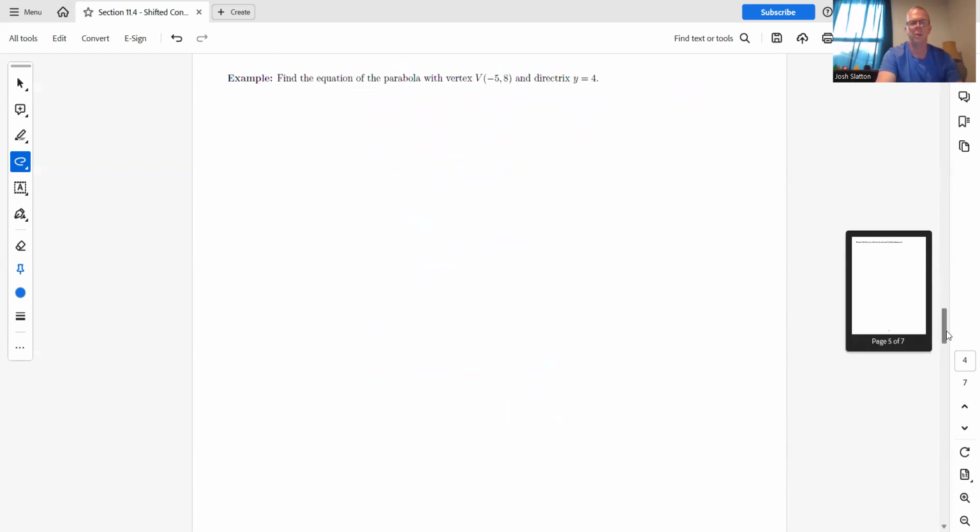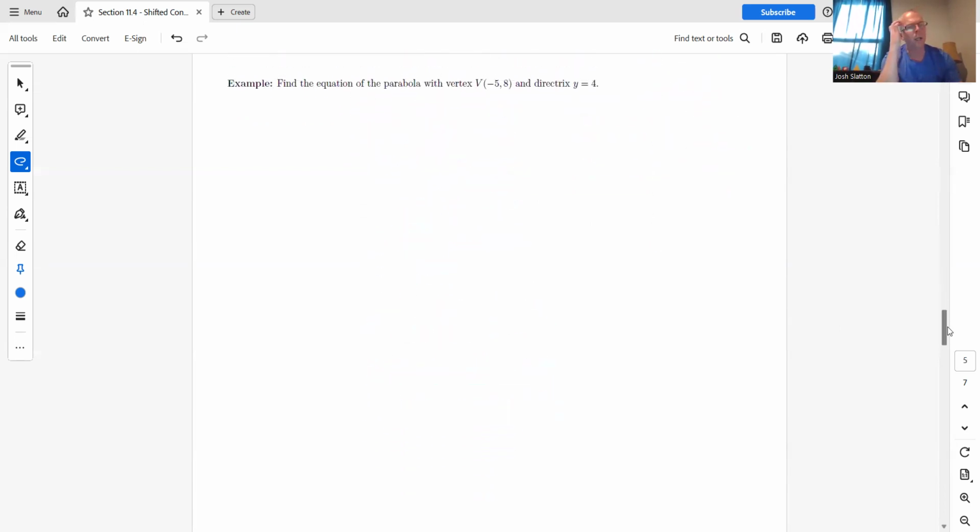So now this one: find the equation of the parabola where the vertex is -5, 8, and the directrix is y equals 4. I would suggest you at least start this. So the vertex is -5, 8, and the directrix is at y equals 4. That must mean that we're opening up like that, and then the focus will be there.